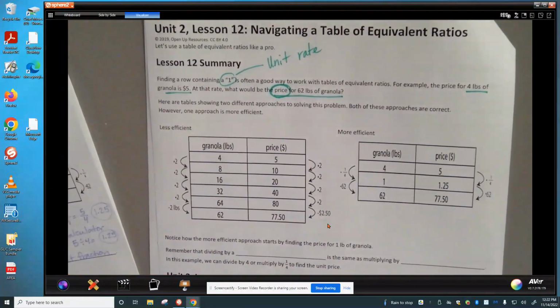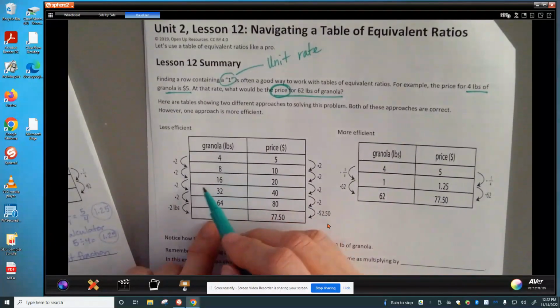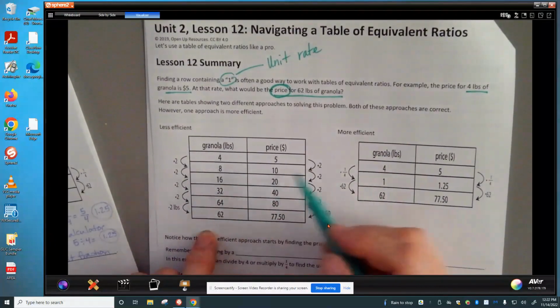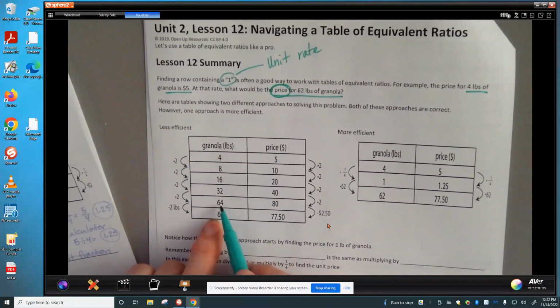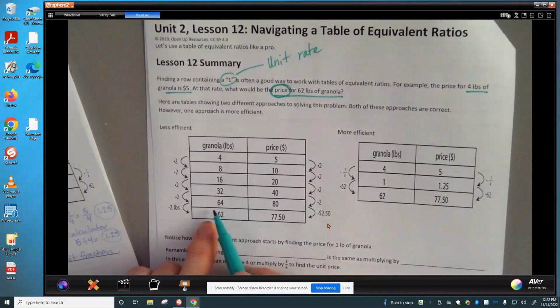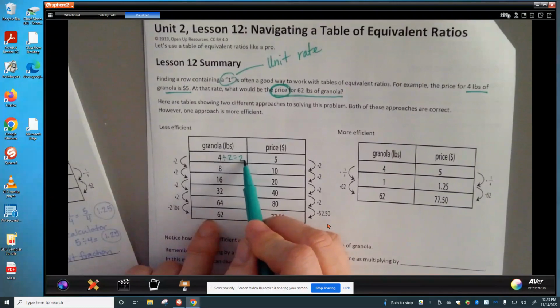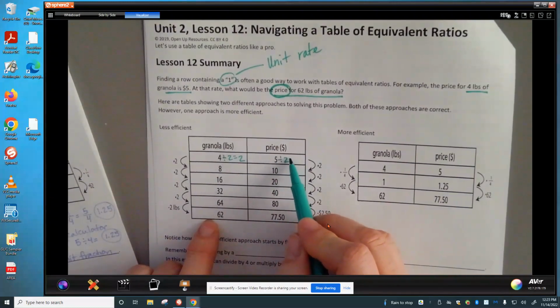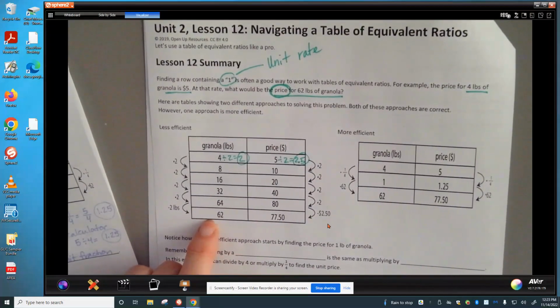This shows two different ways. In this table, the person decided to double, double, double, double, many times. And then they decided, well, I need to take away 2 pounds and 2 pounds. And they figured out that half of 4 is 2 and half of 5 is 2.5. So they figured out that 2 pounds is $2.50.